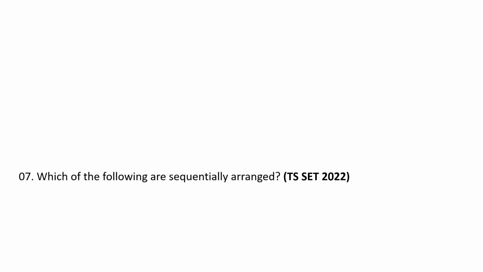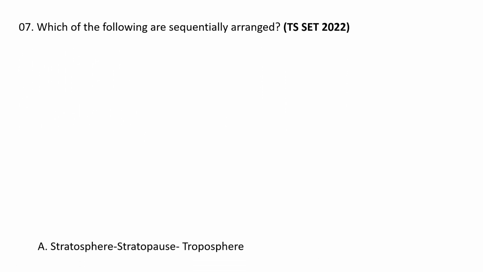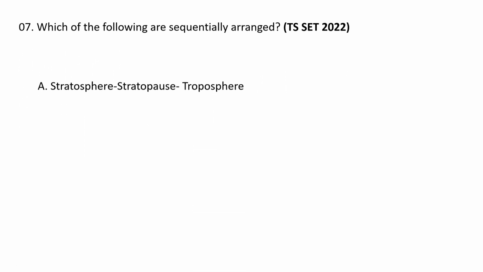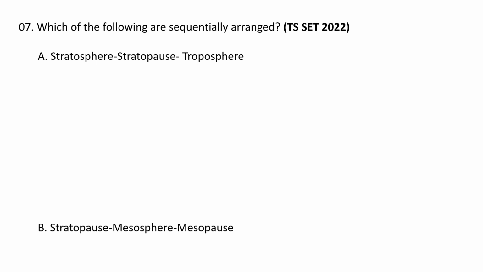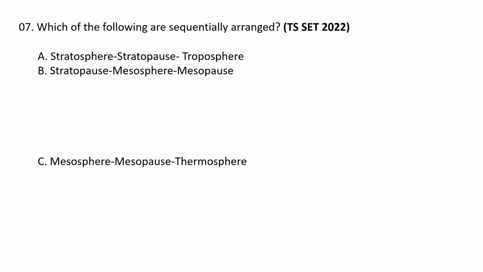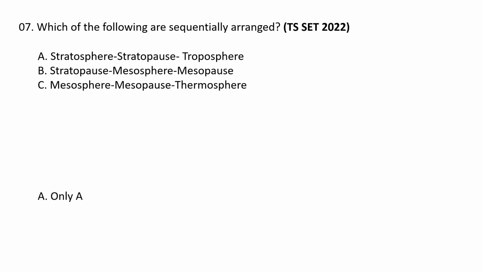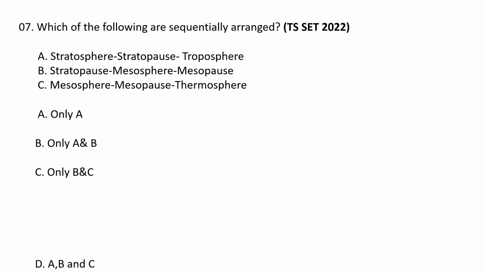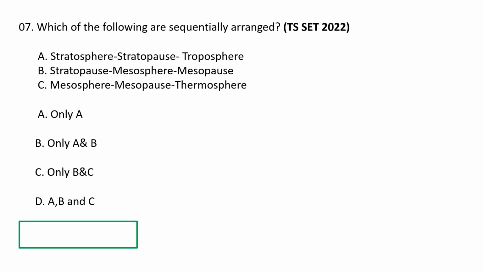Next question. Which of the following are sequentially arranged? A. Stratosphere, stratopause, troposphere. B. Stratopause, mesosphere, mesopause. C. Mesosphere, mesopause, thermosphere. D. So out of these, we have to choose: A only, B only, A and B, C, only B and C, and D, A, B and C. So the correct answer is only B and C.